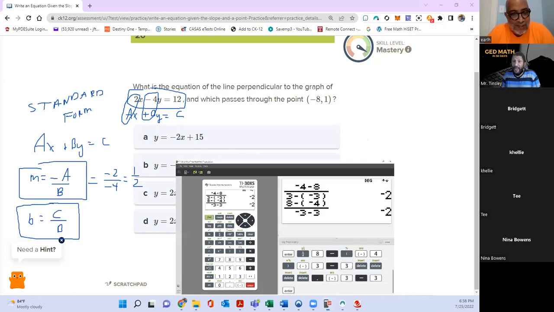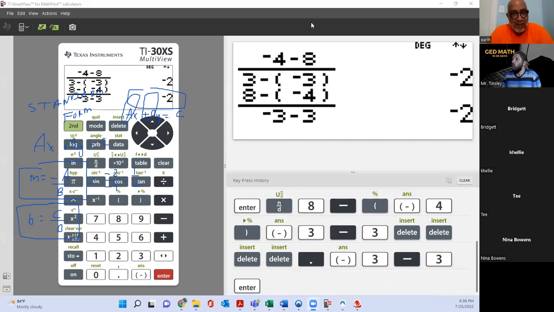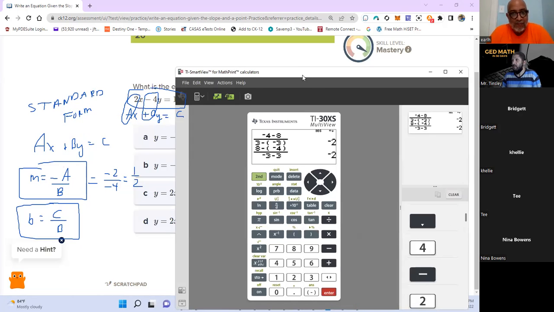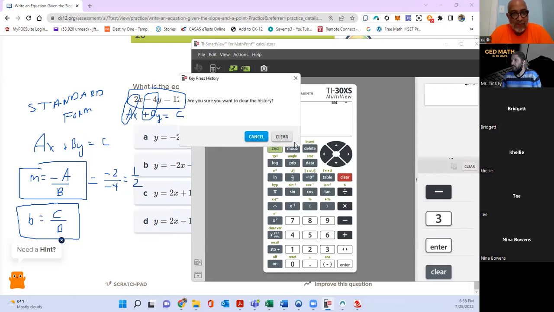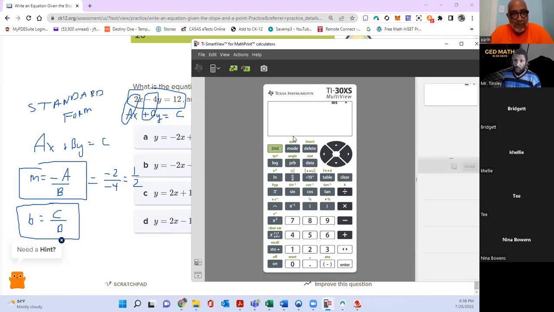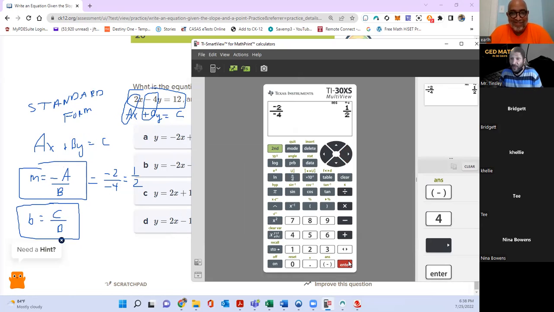If you allow signed numbers to be the reason you fail this test, that means you're not practicing enough with your calculator. All I gotta do is go -2 over -4. Stop. If you have problems with signed numbers, use your calculator. Stop wasting 2 minutes to figure out that you don't know how to do it. Practice enough till you know it, but use your calculator. So my slope is 1/2.